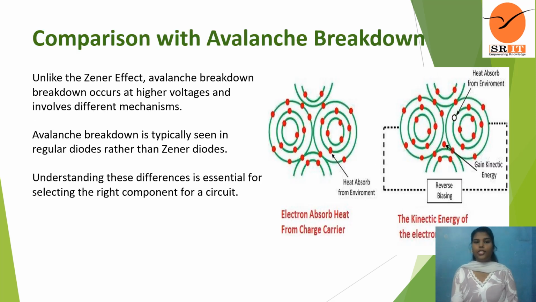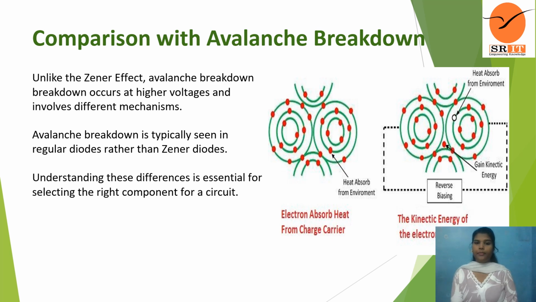Comparison with avalanche breakdown. Unlike the Zener effect, avalanche breakdown occurs at higher voltages and involves different mechanisms. Avalanche breakdown is typically seen in regular diodes rather than Zener diodes. Understanding these differences is essential for selecting the right component for a circuit.